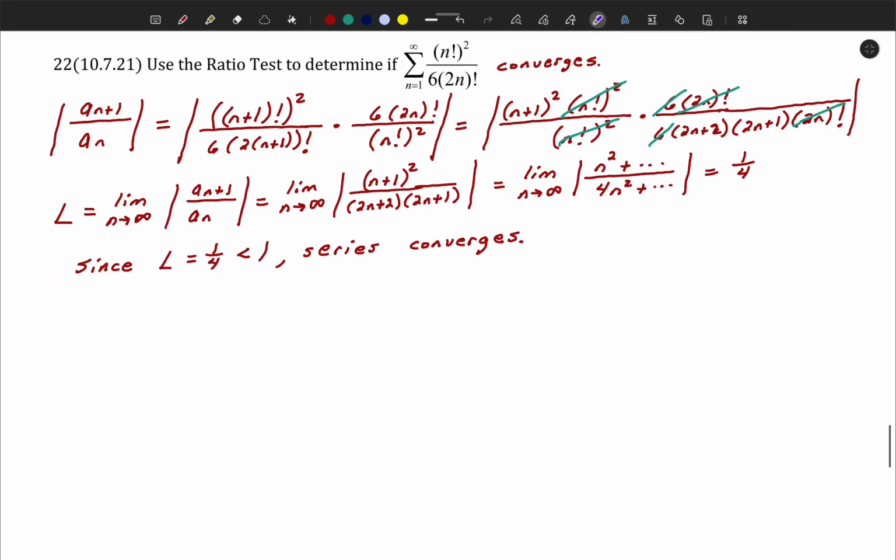Up next, asking us to use the ratio test to determine if this series, n factorial quantity squared over 6 times 2n group factorial, converges. I forgot to put the converges on there. So use the ratio test to determine if that series converges.